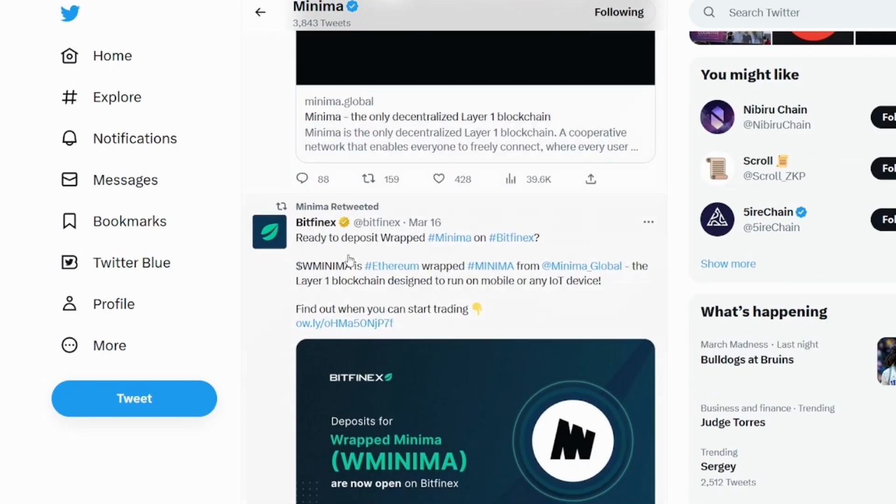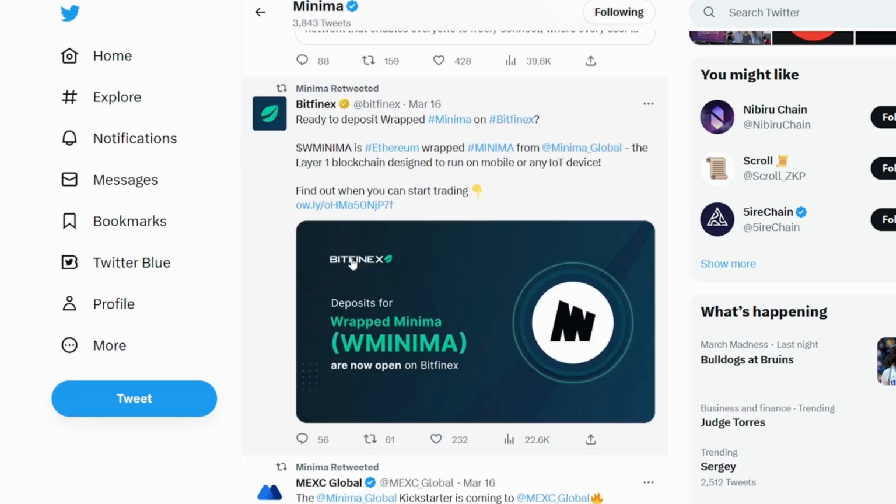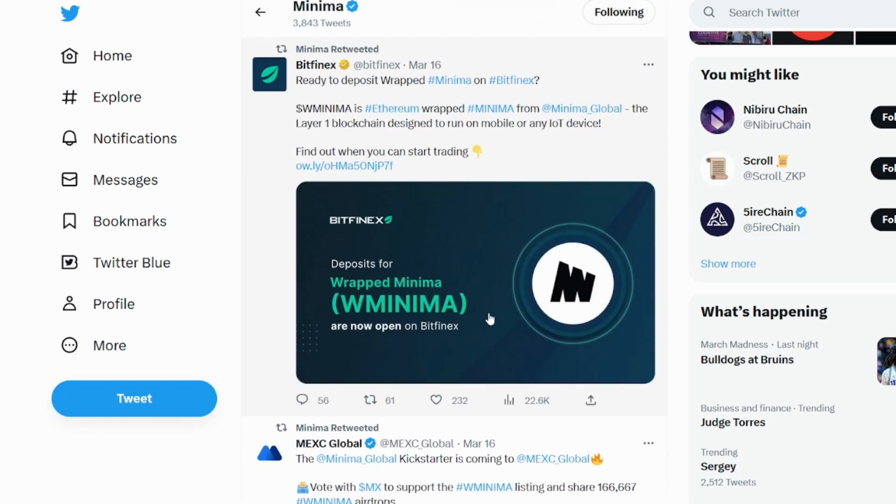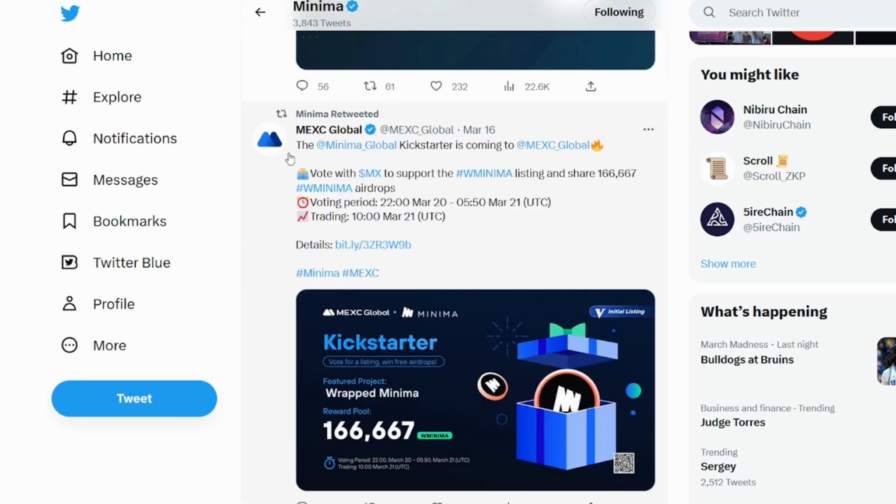So if we scroll down on the Twitter page just a little bit, we can actually see Bitfinex just tweeted out about this March 16th, how wrapped Minima is Ethereum wrapped Minima from Minima Global, the layer one blockchain designed to run on mobile or any IoT device. So you can find out where you start trading. Obviously, deposits open for Bitfinex. We can also see the same kind of thing here with MEXC Global.